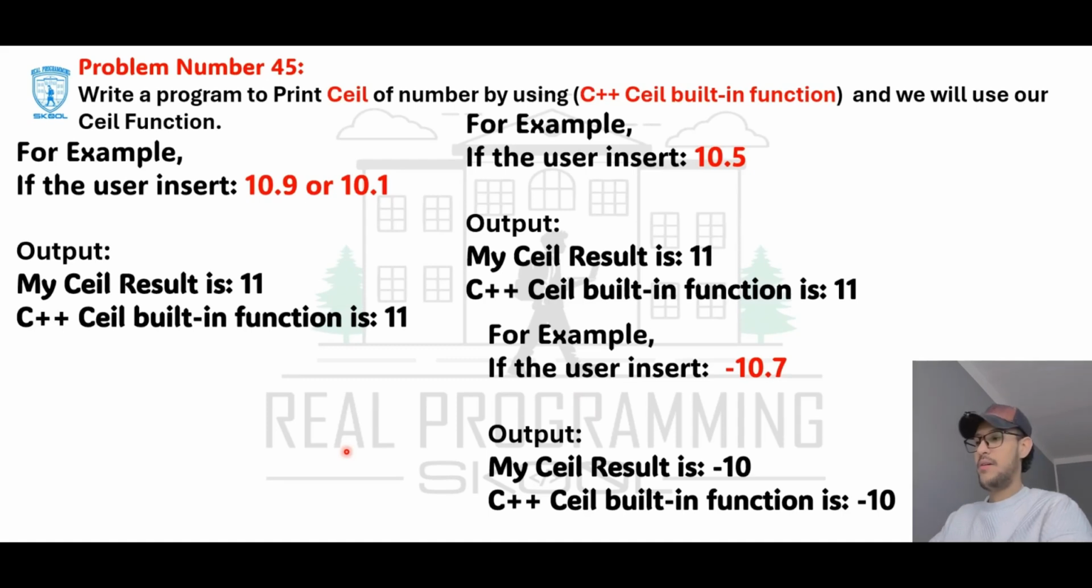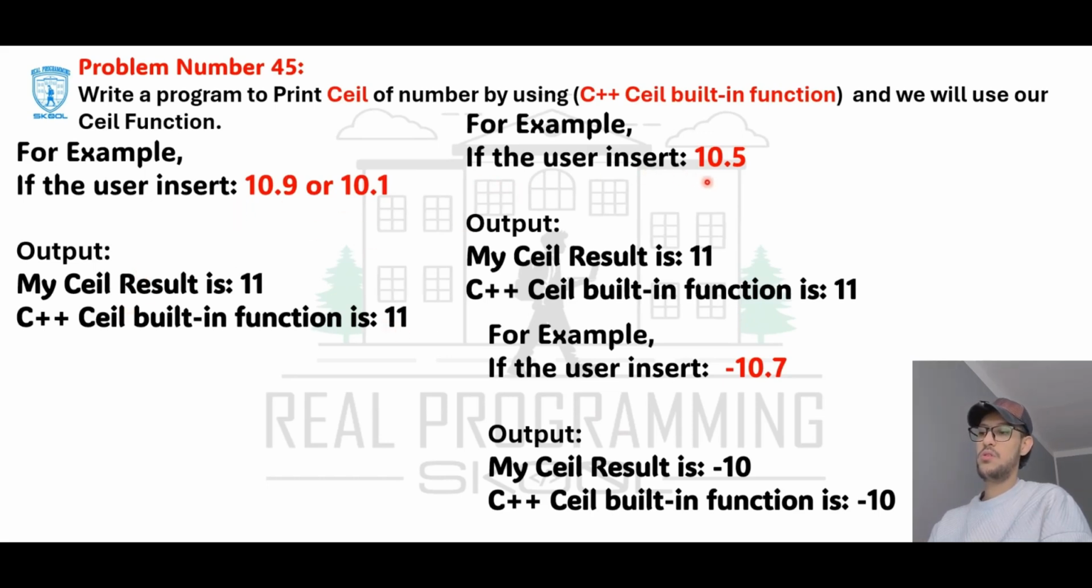So now let's go to problem number 45. Write a program to print the ceiling of a number by using the C++ ceiling built-in function, and we will use our own ceiling function. For example, if the user inserts 10.9 or 10.1, it will give us 11. My ceiling result is 11, and the C++ ceiling built-in function will give us 11. Why? Because it's ceiling, from its name, the roof. Take the number up, even if it was 10.1. If you use floor or round, it would give 10, but because we use the ceiling function, it will be 11.